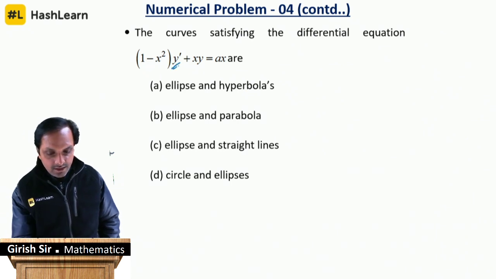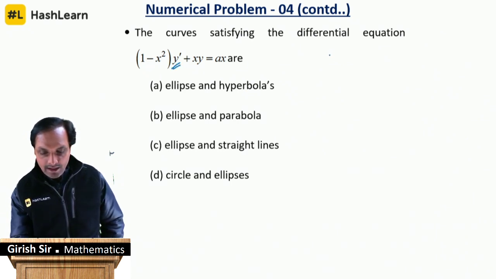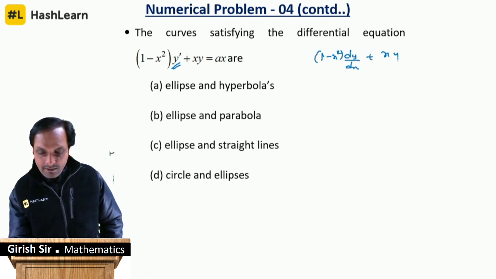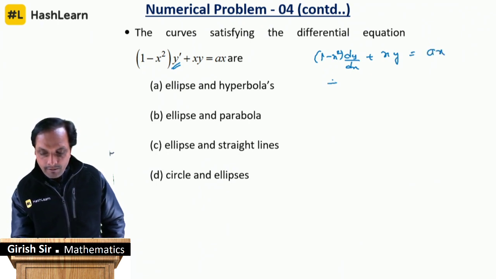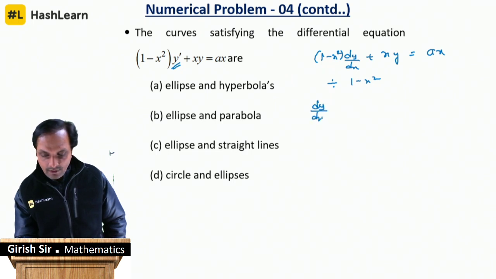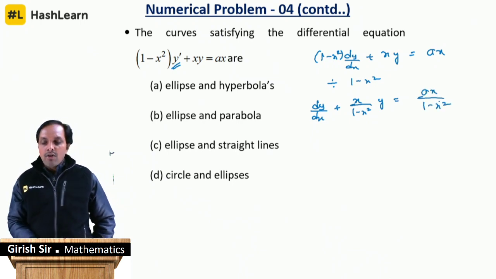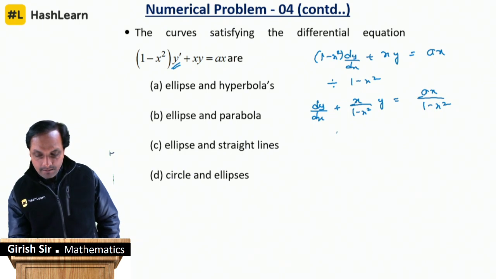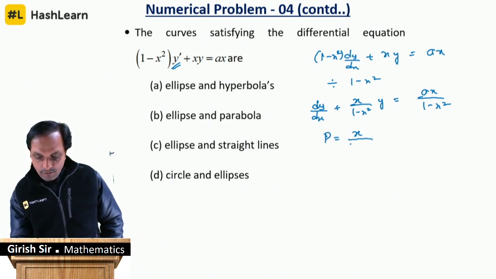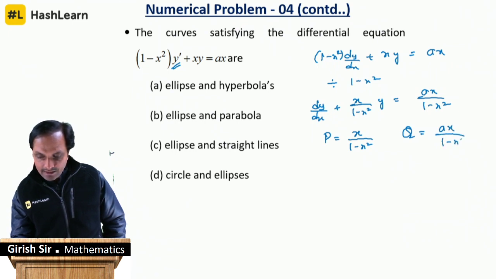Y dash we will take as dy by dx: 1 minus x square into dy by dx, plus x into y, is equal to a into x. So if you divide by 1 minus x square throughout, what happens? You will get dy by dx, and this becomes x divided by 1 minus x square into y, equals a into x divided by 1 minus x square. So p is x by 1 minus x square and q is a into x divided by 1 minus x square.